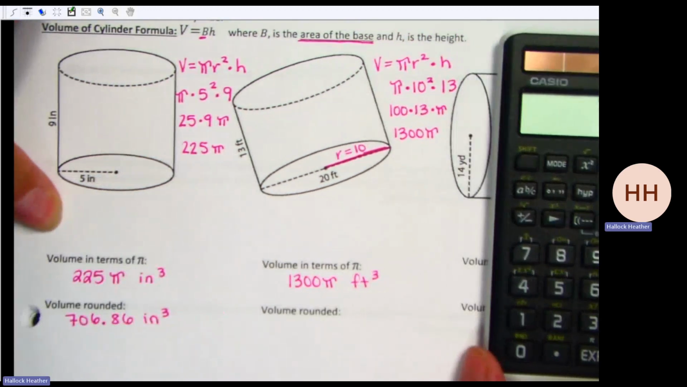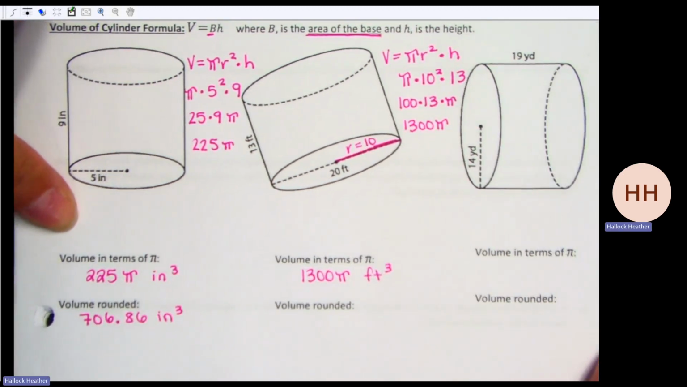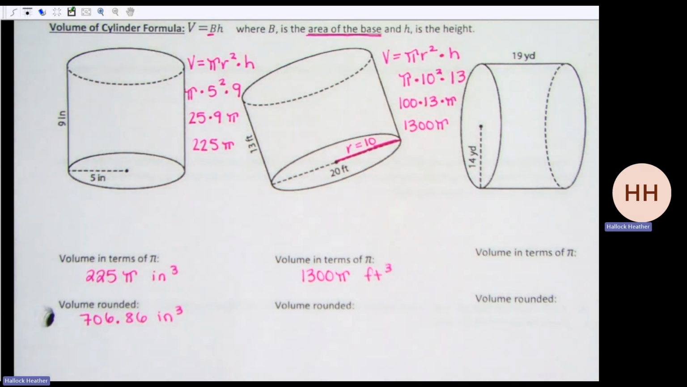Sorry. Calculator. Yeah, it doesn't matter because it's multiplying. You can literally multiply it in any order. It's just multiplication.